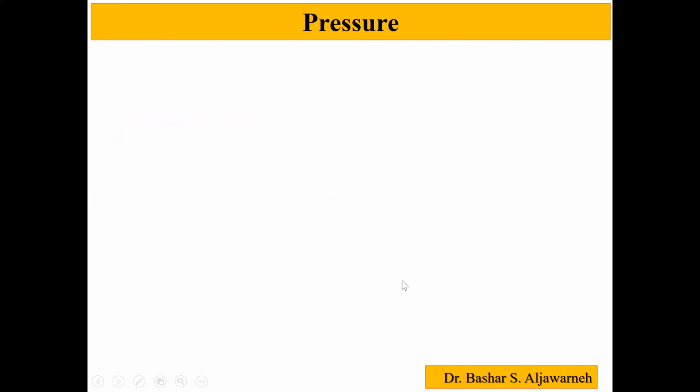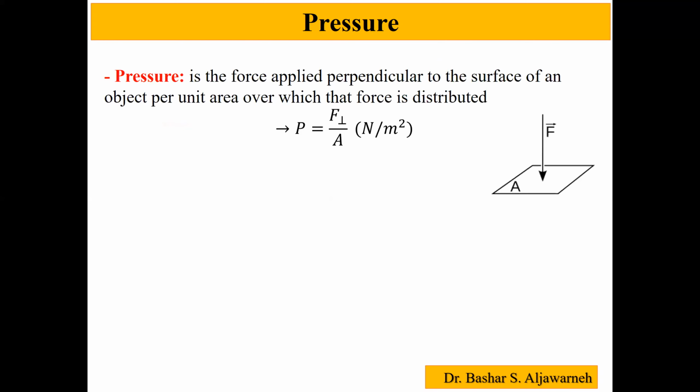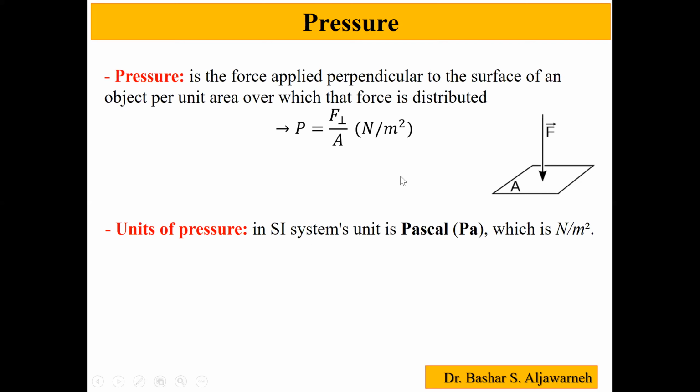The second subject in this chapter is about pressure. Pressure is the force applied perpendicular to the surface of any object per unit area. As you can see here, this is the surface area, and the force here is perpendicular to the surface area. Therefore, mathematically, we can say the pressure is perpendicular force divided by area, in unit of Newton per meter square. Be careful, Newton per meter square as a unit, in SI units, is 1 Pascal.